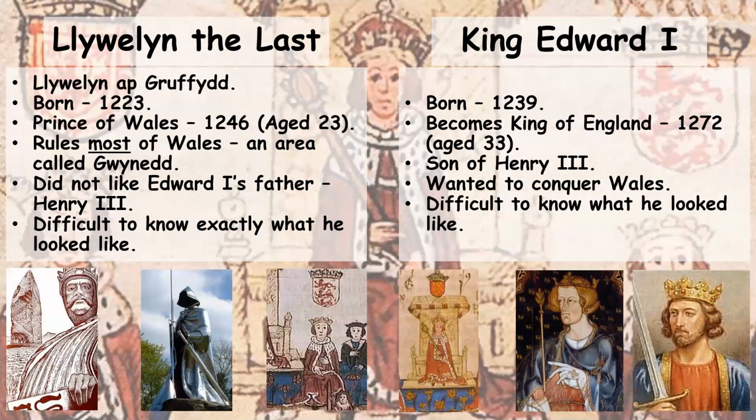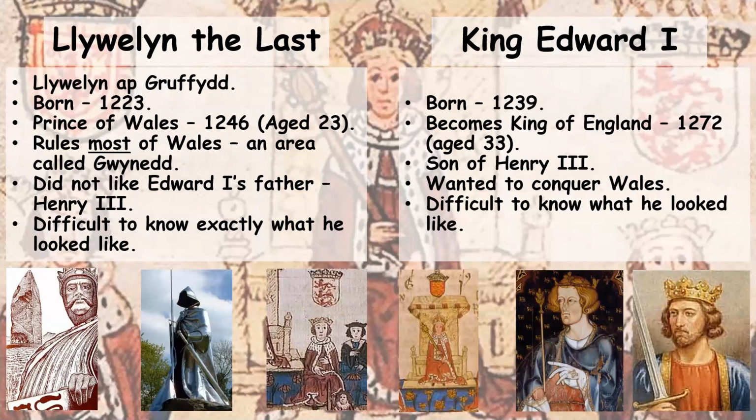So, Llywelyn the Last and King Edward the First. Llywelyn was born Llywelyn ap Griffith, so Llywelyn, son of Griffith. He was born in 1223, and he became Prince of Wales in 1246. He ruled most of Wales, an area called Gwynedd, and he didn't like Edward I's father, Henry III. It's also difficult to know exactly what he looked like.